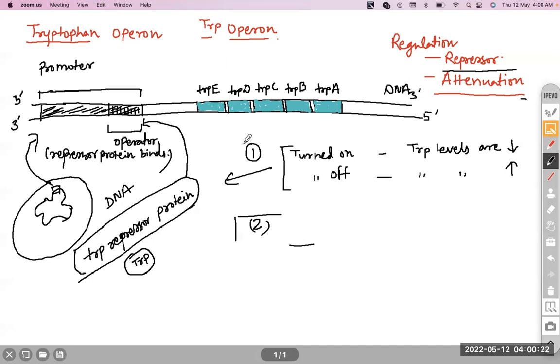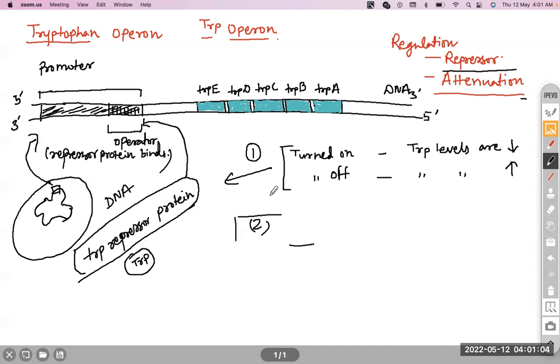This operon consists of 5 genes that encode enzymes needed for tryptophan biosynthesis, along with a promoter, that is the RNA polymerase binding site, and an operator binding site, that is the binding site for the repressor protein. Okay. And the genes of the TRP operon are transcribed as a single messenger RNA. Okay.